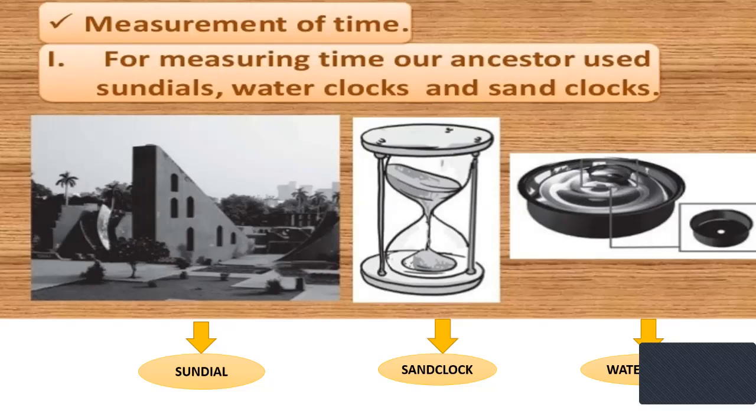Third device, it was water clock. So in this water clock, the rate at which water goes from one vessel to another is used to measure the time interval. So the ancient time measuring devices could not be used for the measurement of small time intervals.